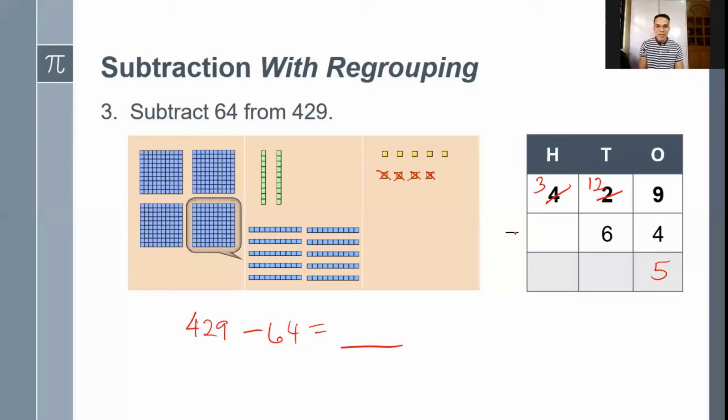Okay? So 12 tens, take away 6. So we're going to cross out 6 of them. 3, 4, 5, 6. And we have how many tens left? 1, 2, 3, 4, 5, 6. 12 minus 6 is 6. And we have how many hundreds left? 3.